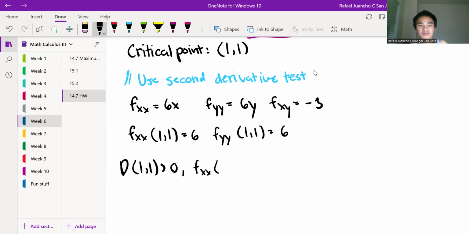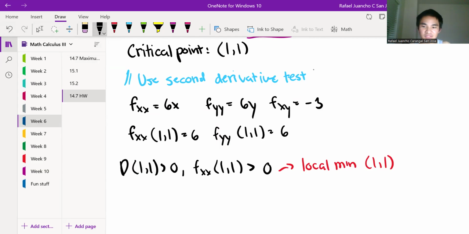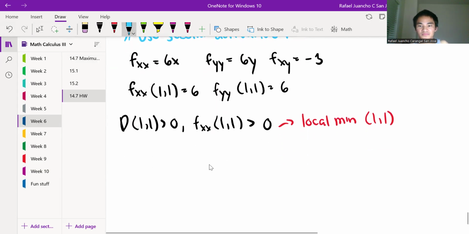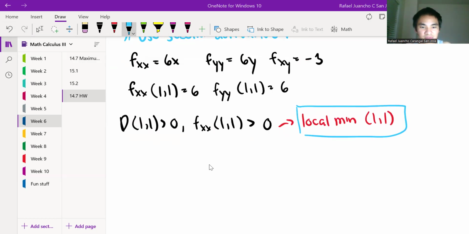My f_xx at that critical point is also positive. And so I get a local min at this point. And now I can plug in to see where exactly is that local min, what's the value. But that's really all I need, right? So this is one, and then does not exist for the others. My local minimum.